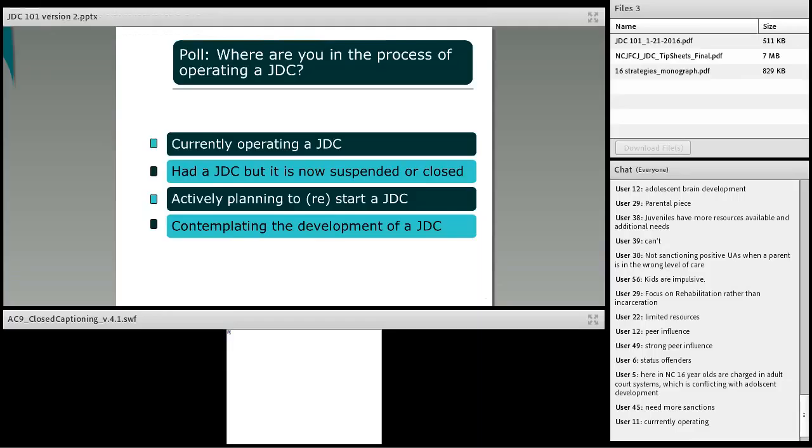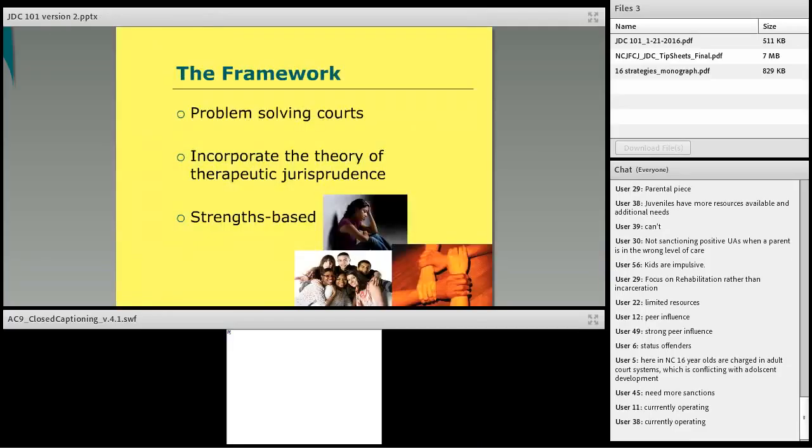Let's talk about the framework of juvenile drug courts. They come from three basic principles: the problem-solving courts, the incorporation of therapeutic jurisprudence into the court, and then being strength-based and focusing on the strengths of our young people. There is a long history, going back to the start of the juvenile court itself, of courts addressing special problems with alternative approaches. In the last two decades, that's when we've seen the rise of the drug court, and with it, problem-solving courts.